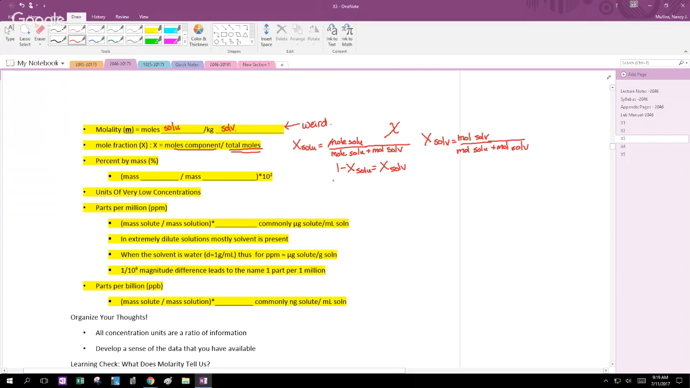To be honest, most of the time we care about this one. However, if you're given a solution in other units, we probably are going to need to convert it to this form and then relate it to our solvent. So this one is the most useful. However, it's not uncommon that you're asked to solve for that one.